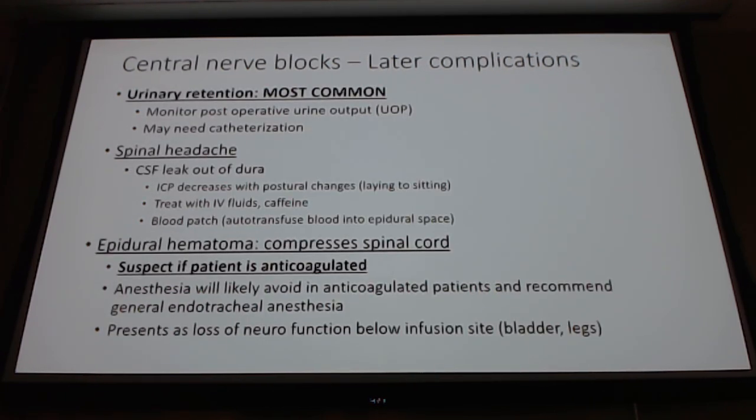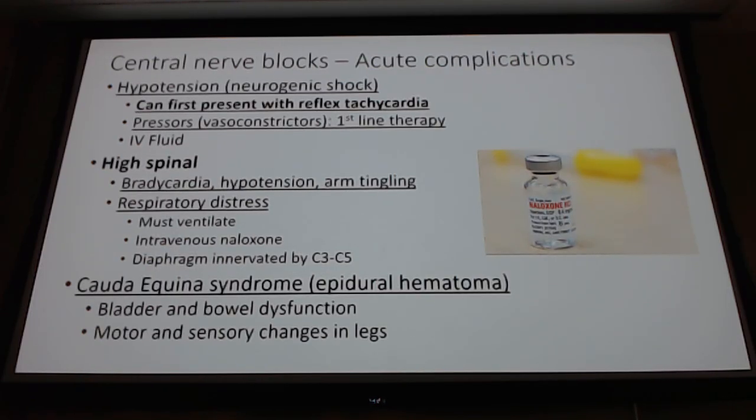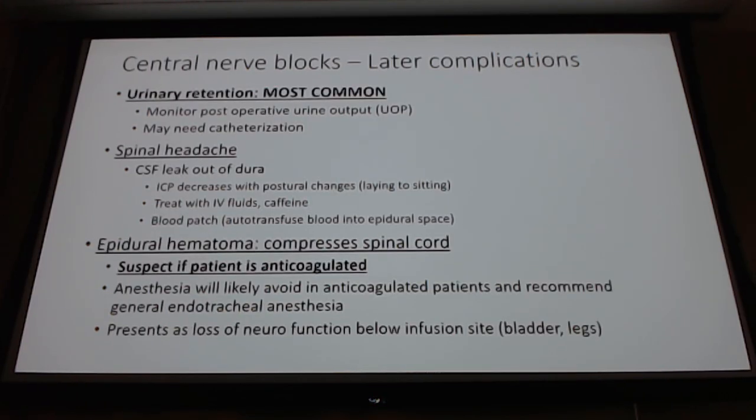All right, later complications. So these are acute. This is when you first instill the medication. These are the things that you need to be worried about acutely. Then, if it's been there for a while, we have to worry about urinary retention. It's the most common complication of any central nerve block. If you're not getting any sensory or motor to your legs, you're probably not getting any sensory or motor to your bladder as well. So urinary retention is a big one.